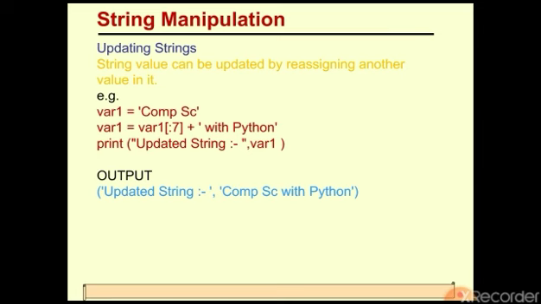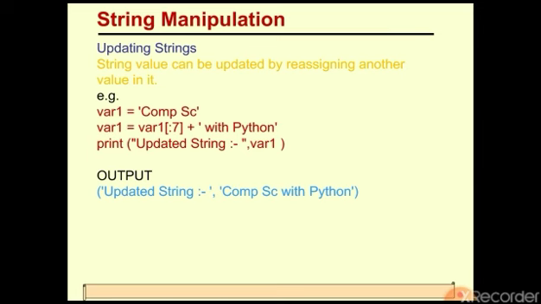So here, how can we update the strings? For example, we have var1, a string which is comp sc, and we are trying to update the value by assigning some other value to var1. See what we have written for var1. We have taken a slice of the string, but we have not specified the start value here. But how many character indexes are there in the string? Count here: comp 4, then 5, then sc 6, 7. So actually there are 7 characters in the string.